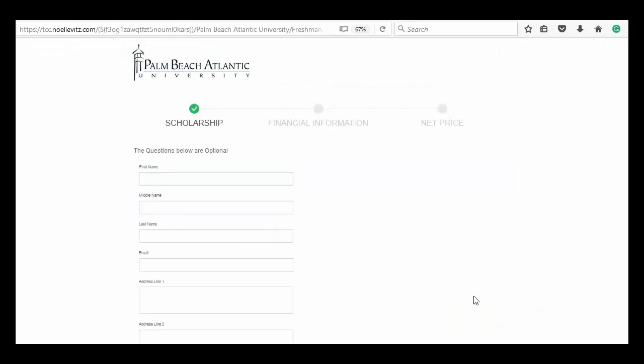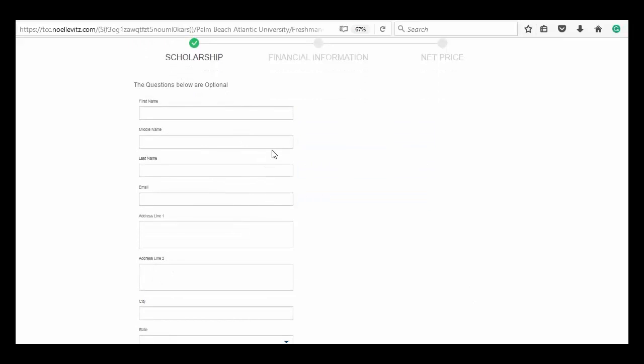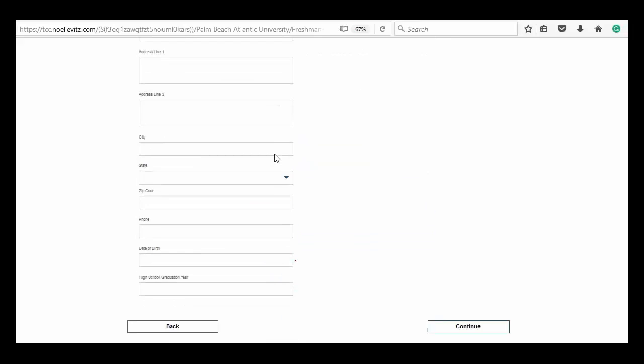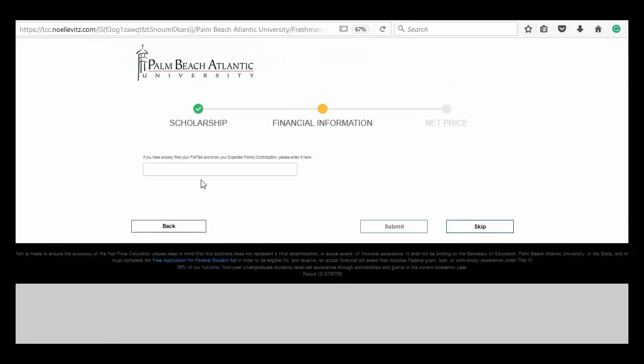So this is a grant-based program. It's like a scholarship, but it's a scholarship offered by the institution. These questions are optional. They may want to send you information. You do not have to fill it out. And then I'm just going to continue. So now I went to the FAFSA forecaster so I could come up with an estimate of my family's expected family contribution. So I'm going to put $9,306. And I'm going to submit that.